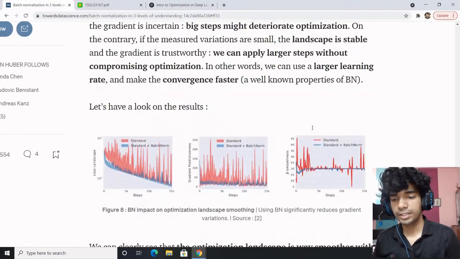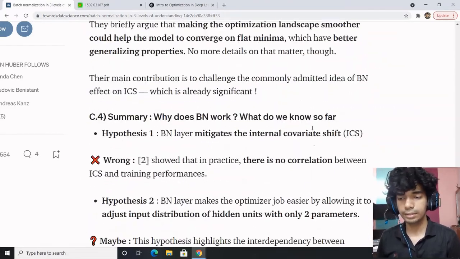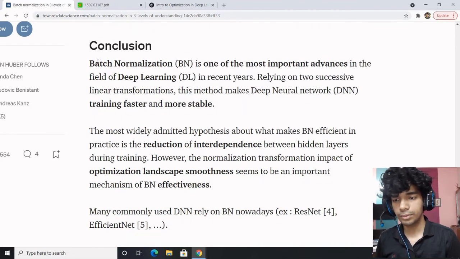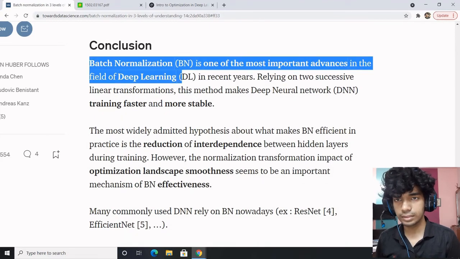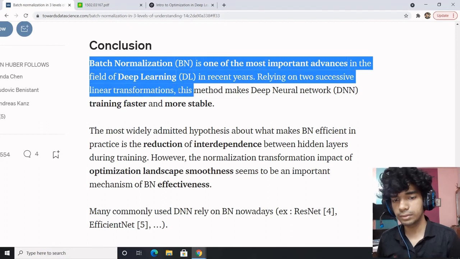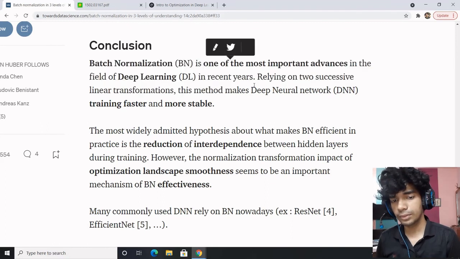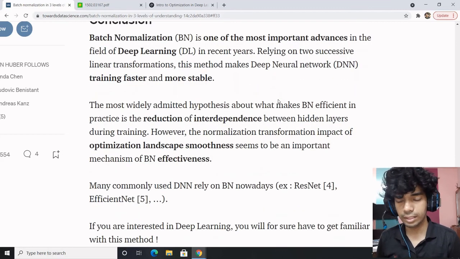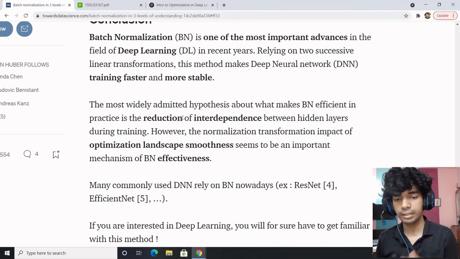This is something we have already discussed. Let us proceed to the conclusion. Batch normalization is one of the most important advances in the field of deep learning. Relying on two successive linear transformations, this method makes deep learning neural networks train faster and more stable. Reduction of interdependence between the layers.